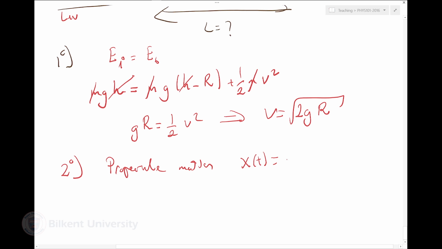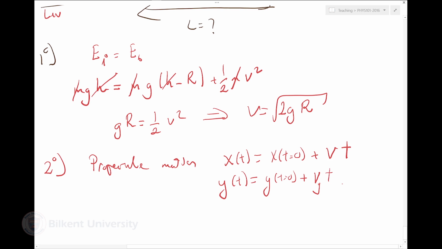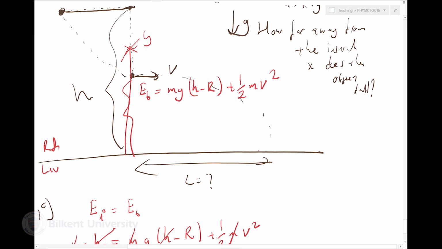So it's going to be my initial position plus v times t. How about my position in the y-axis? I'll have y at time t equals y at time 0 plus, if I have some vy, I'll have vy t minus 1/2 g t square, right? Because I'm saying this is my y-axis and this is my x-axis now.